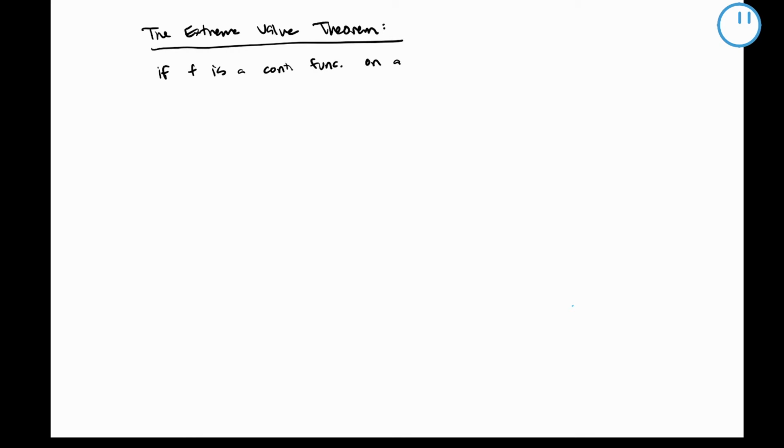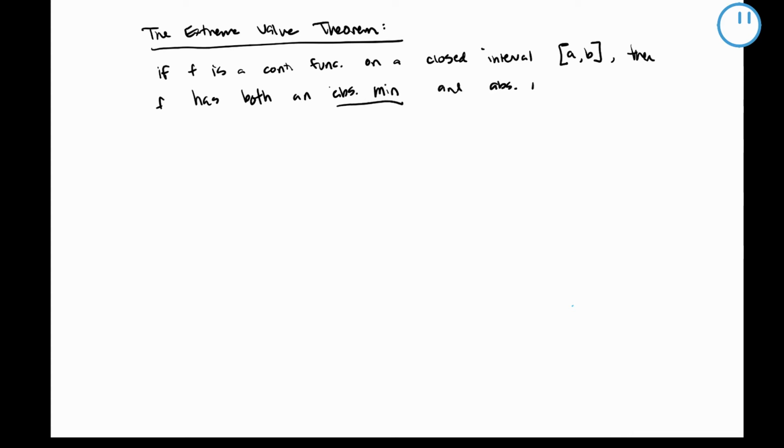This is going to bring us to something called the extreme value theorem. And so what this theorem states is that if we have a function f, so if f is a continuous function on a closed interval, and we'll call this closed interval from a to b, then f has both an absolute minimum and an absolute maximum.